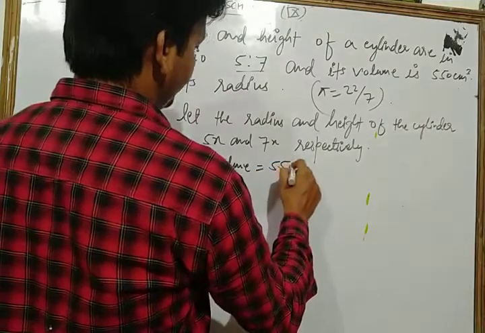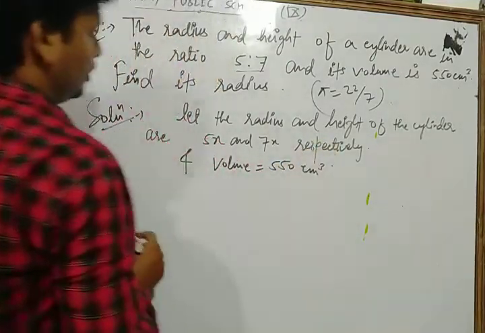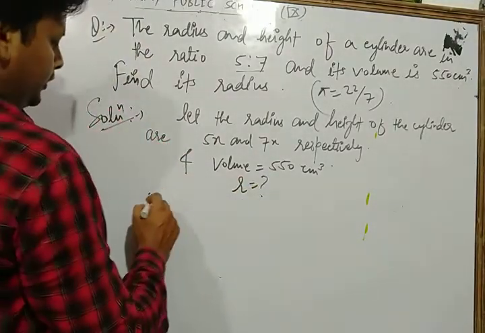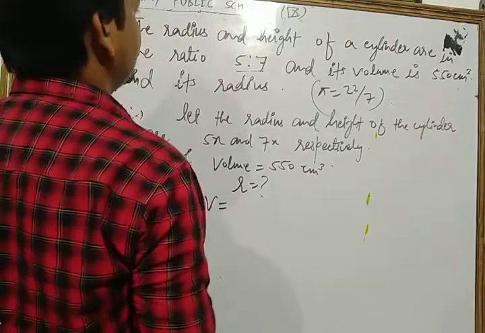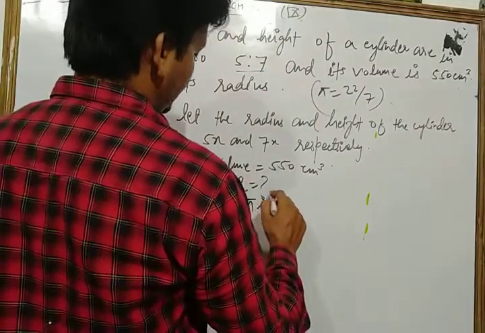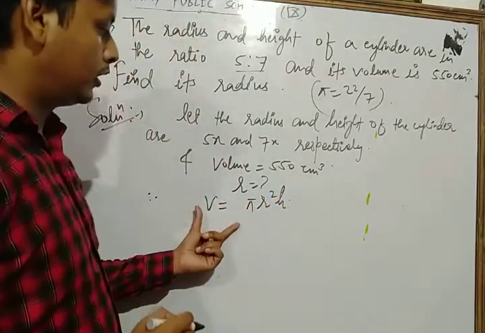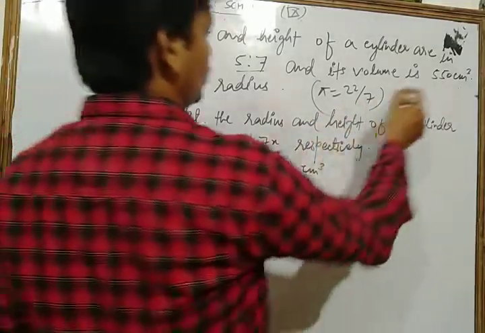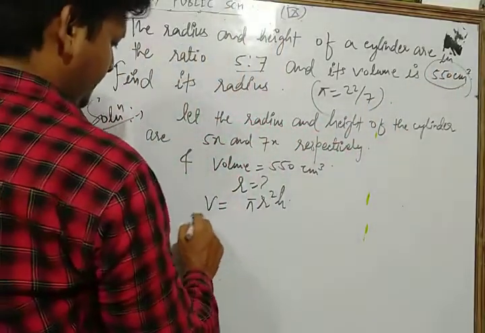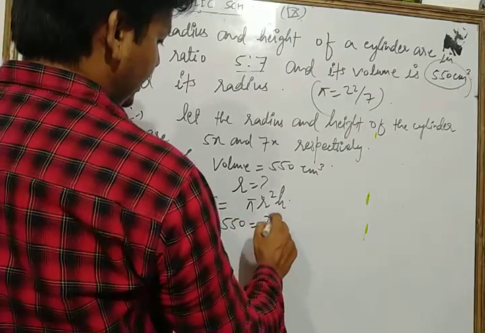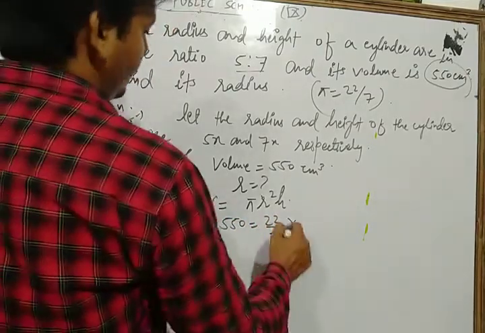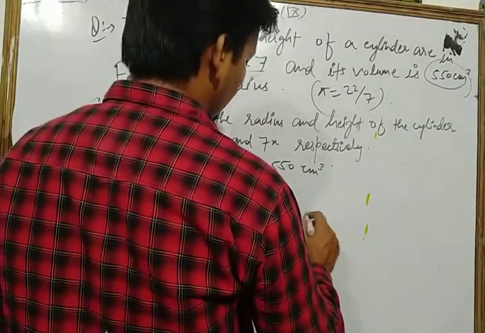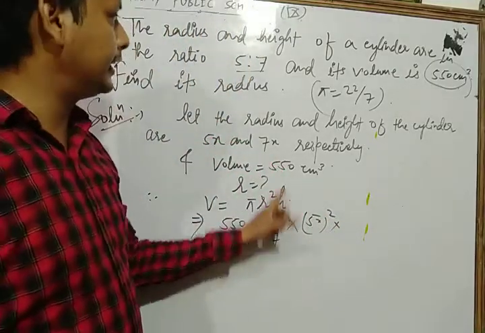Volume is given, that is 550 centimeter cube, and we find the radius of the cylinder. Since we use the formula for volume of the cylinder, that is pi r square h. The formula for the volume of the cylinder is V is equal to pi r square h, and the volume of the cube is 550. So 550, this is 22 by 7, and the value of r is 5x, then 5x square into, and the value of height is 7x.